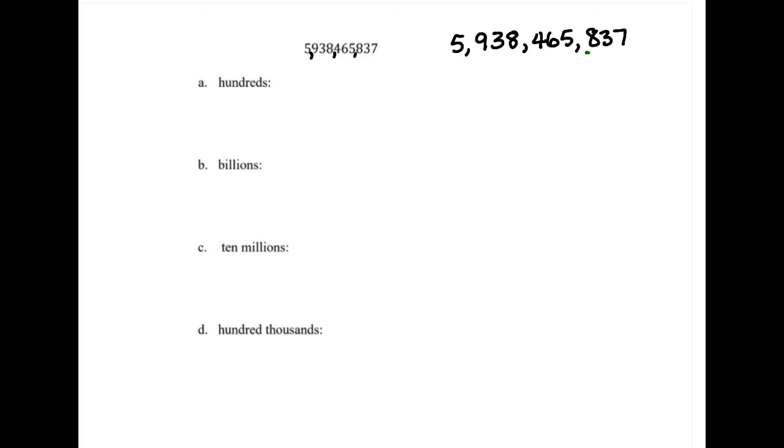Okay, so here's our first period, which is ones. Second period, which is thousands. And we have millions and billions. And in each one of these, this is 1, 10, 100. 1, 10, 100. 1, 10, 100. Okay, so hundreds place. Hundreds, it's not 100 billion, 100 million, 100,000, it's just hundreds. So it's right there, it's the 8.